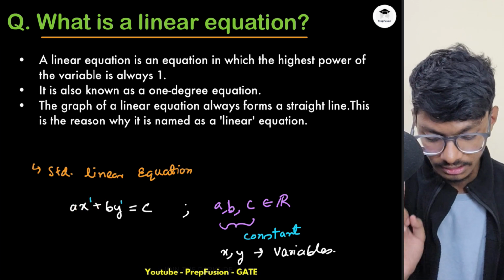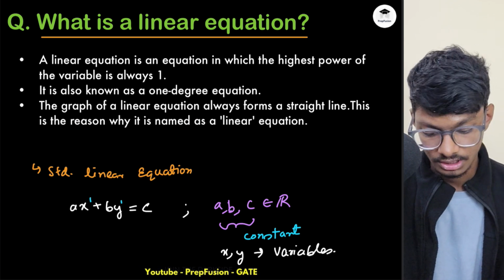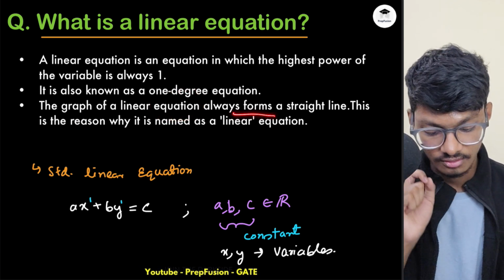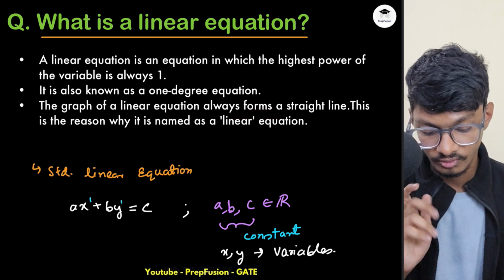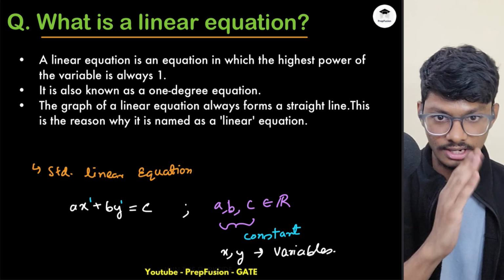That is the reason. And the graph of the linear equation always forms a straight line. As I mentioned during the starting of the lecture, the graph of the linear equation will always form a straight line. This is the reason why it is named linear. The simple reasoning for naming it linear is that the graph is a straight line.